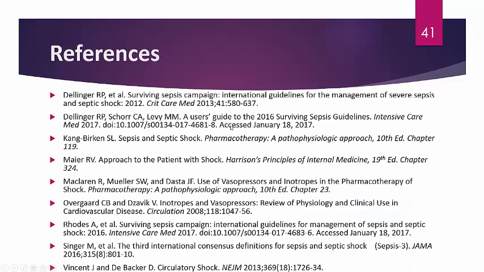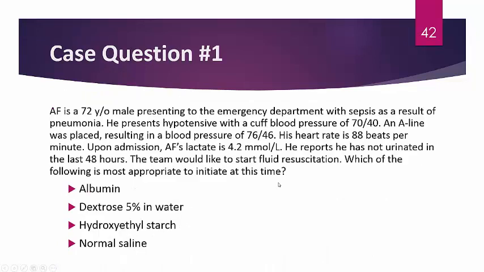Here are the references in regards to distributive shock for today. We'll go back to the case questions now. So we have AF, he's our 72-year-old male. He went to the ED with sepsis as a result of pneumonia. He was hypotensive with a cuff pressure and an A-line pressure. His heart rate is 88 beats per minute.